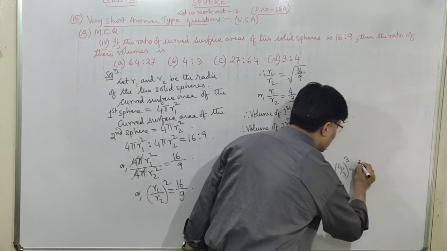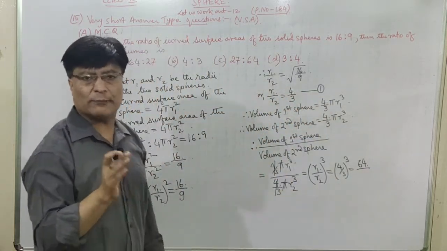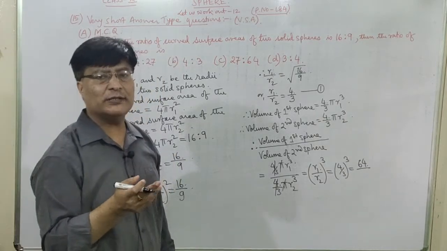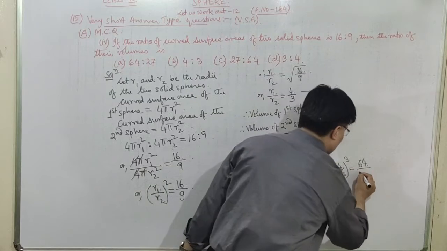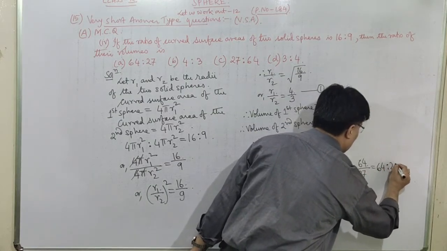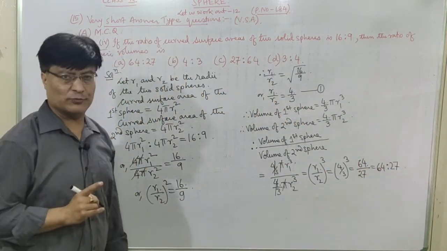What is 4 cube? That is your 64. 4 whole cube means 4 is multiplied thrice, 4 into 4 into 4, that is your 64. And 3 cube means 3 is multiplied thrice, that is 3 into 3 into 3, that is your 27. So which is equal to 64:27. So what is the ratio of the volumes?